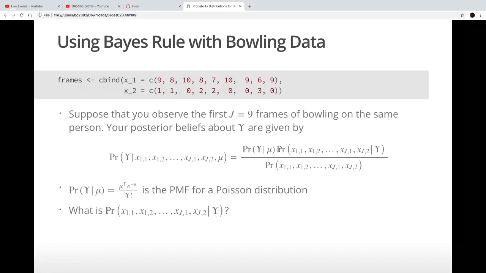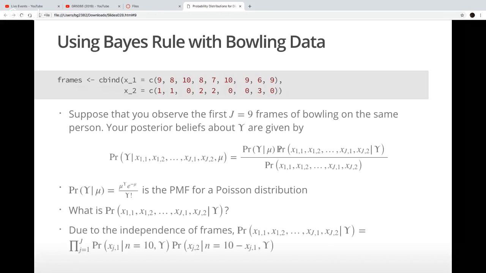So we've got a prior probability mass function for upsilon, which is a Poisson. No name thing, but we just multiply 18 things together to get the probability for 9 frames of bowling. And then the last question is, what is the probability of what happens on 9 frames of bowling in the denominator, irrespective of upsilon? How would we calculate the denominator piece?